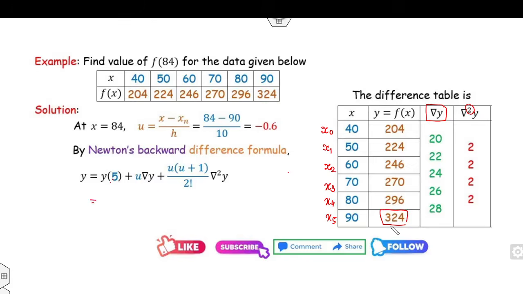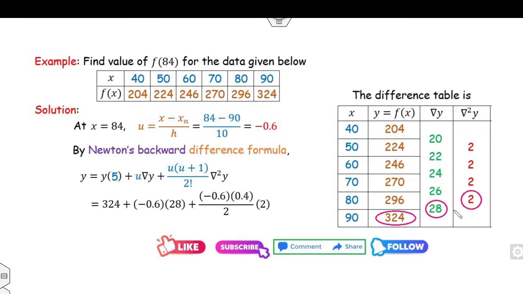What is the value of y5? That's the last quantity, 324. The value of u is minus 0.6. Del of y is the last value, 28, times u, which is minus 0.6, plus u plus 1 over 2 del square, and the last value is 2. Then you can use these numbers and use the calculator. You will get the right answer as 306.96. You can also check your answer in the examination.